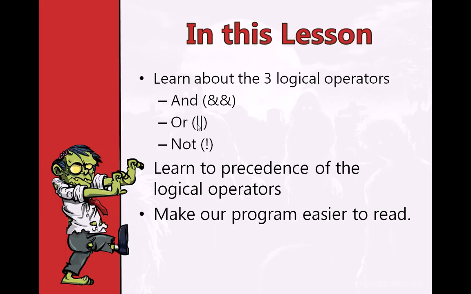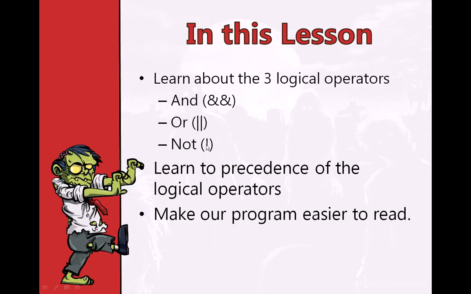If you're not familiar with the pipe symbol, it's the symbol on top of the backslash key. If you press shift backslash, that's the pipe symbol. If you've used Linux or Unix before, maybe you're familiar with it. But that's how we formulate the or statement. We use 2 pipes. Not is just an exclamation point. That's all it is, not.